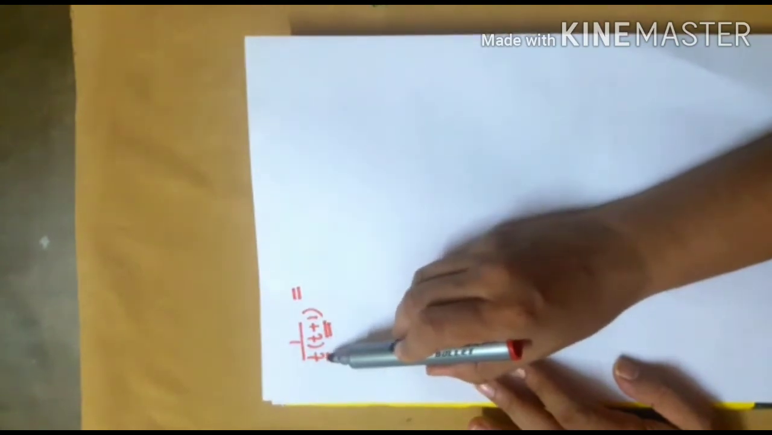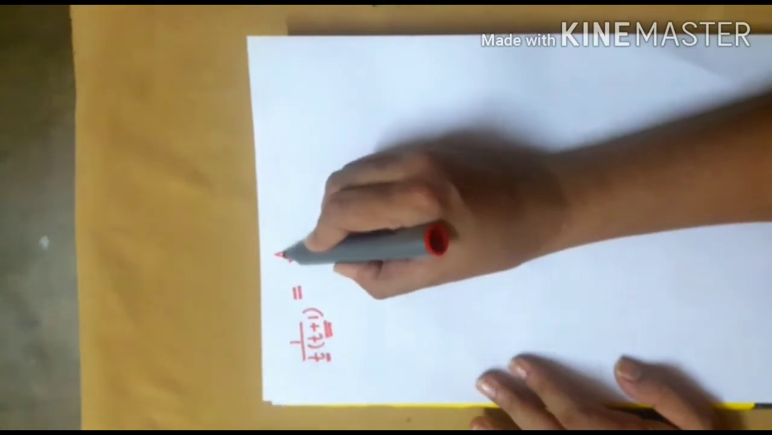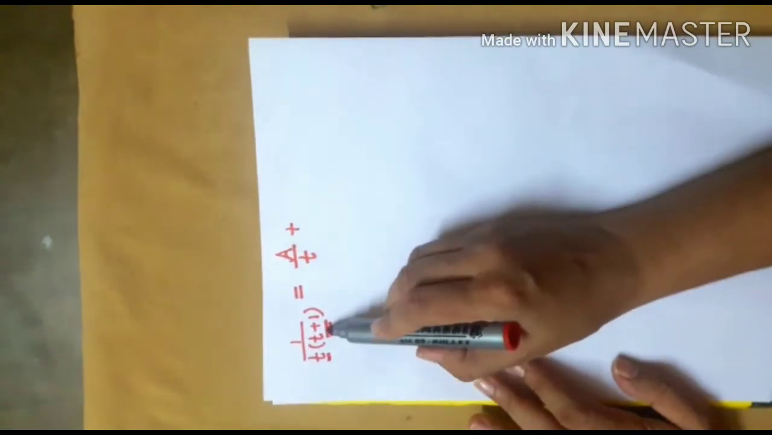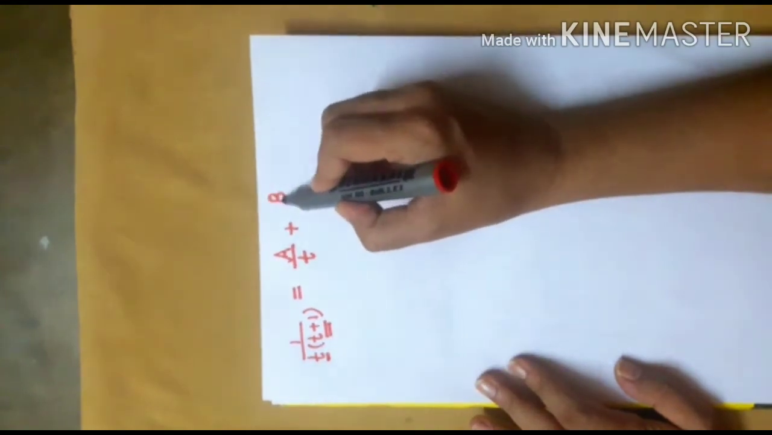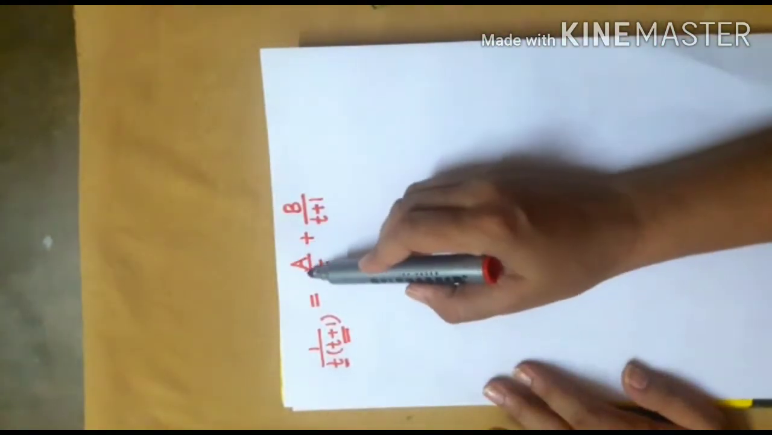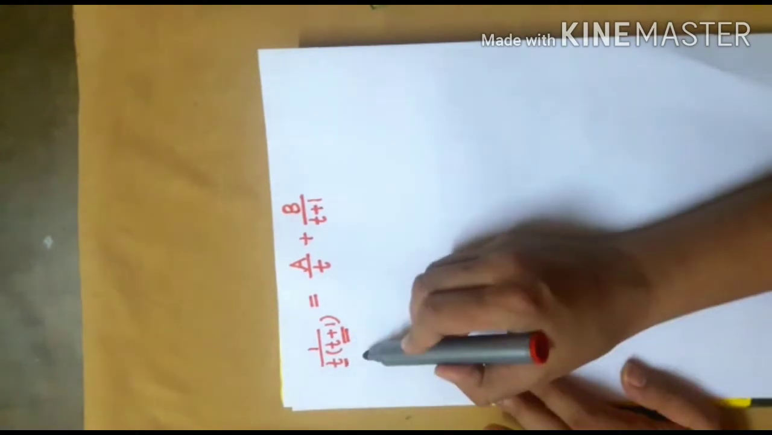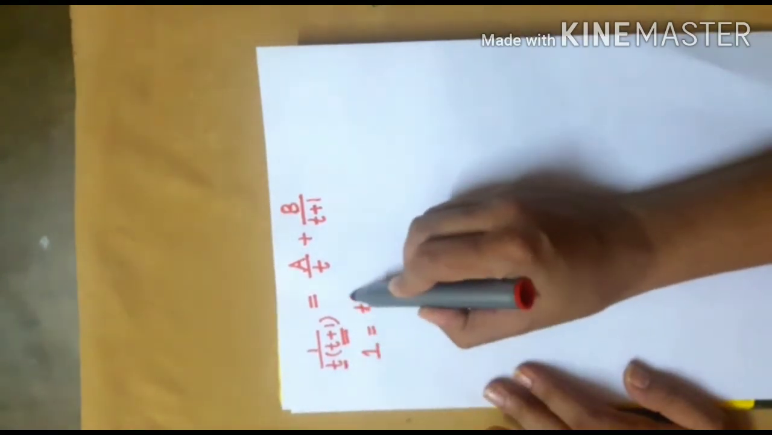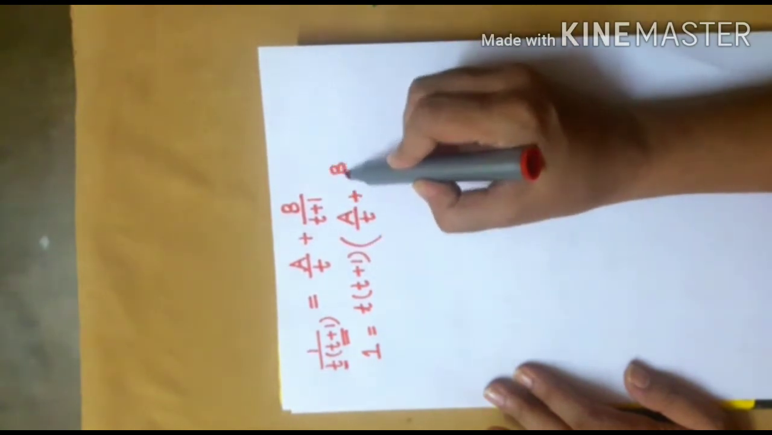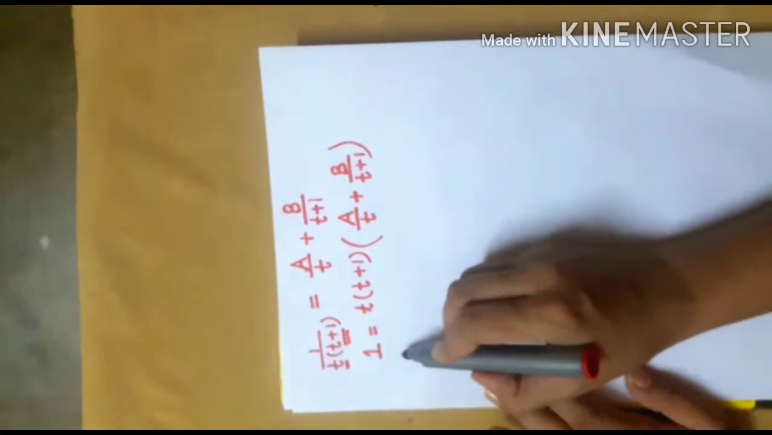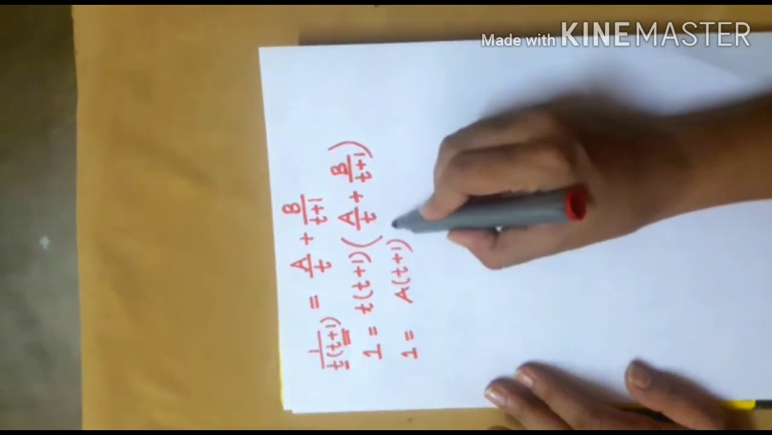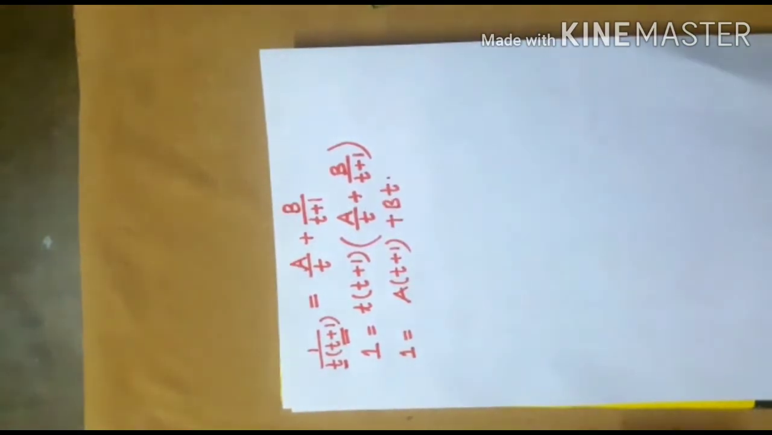Corresponding to this linear non-repeating factor, there will be a partial fraction of the form a over t, and corresponding to this linear non-repeating factor, there will be a partial fraction of the form b over t plus 1. Now we need to find the values of a and b. So what I'll do, transpose this to the other side, this into a over t plus b over t plus 1. Open the bracket, use distributive law. I'll get a into t plus 1 plus b into t.